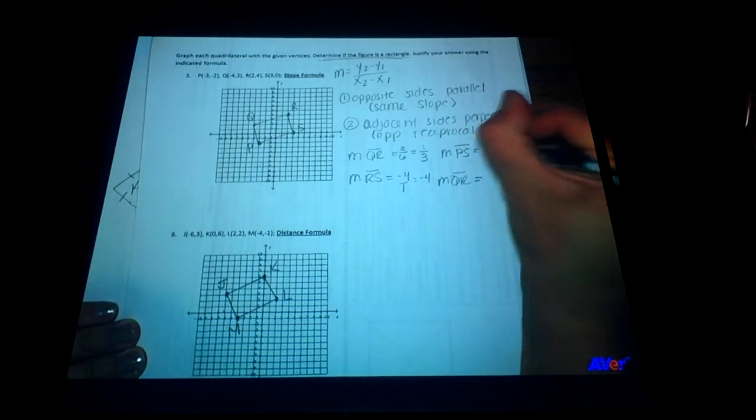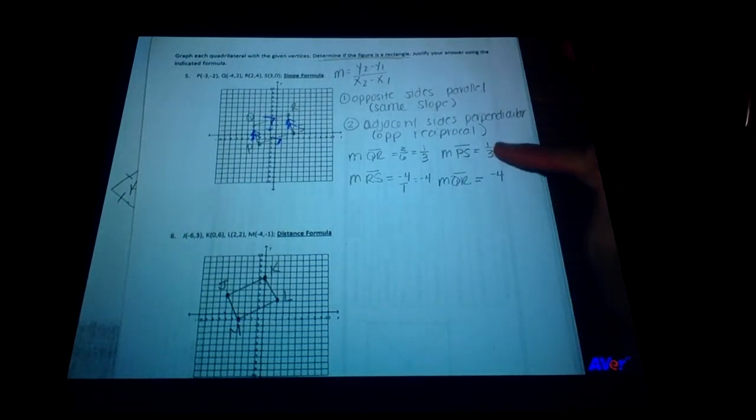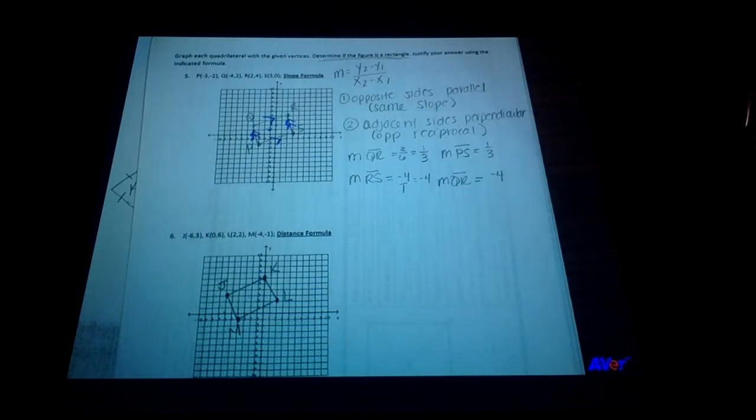Okay, and you should find that indeed the opposite sides are parallel because they have the same slope. So if I put my markings here, opposite sides are parallel. And my adjacent sides, well, they're not opposite reciprocals. The opposite reciprocal of 1/3 is not -4.